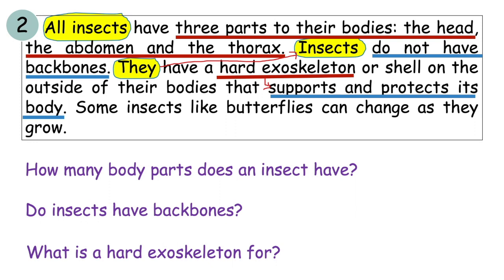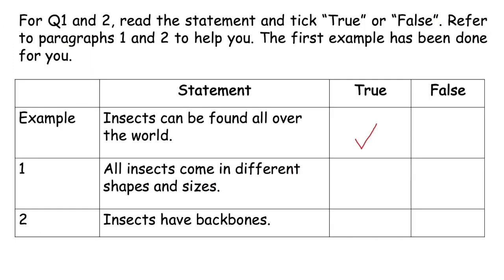So now that you have understood the passage well, you can go on to look at the questions. So for question 1 and question 2, read the statement and tick true or false. Refer to paragraphs 1 and 2 to help you. The first example has been done for you. So insects can be found all over the world. This is true, so they put a tick under true.